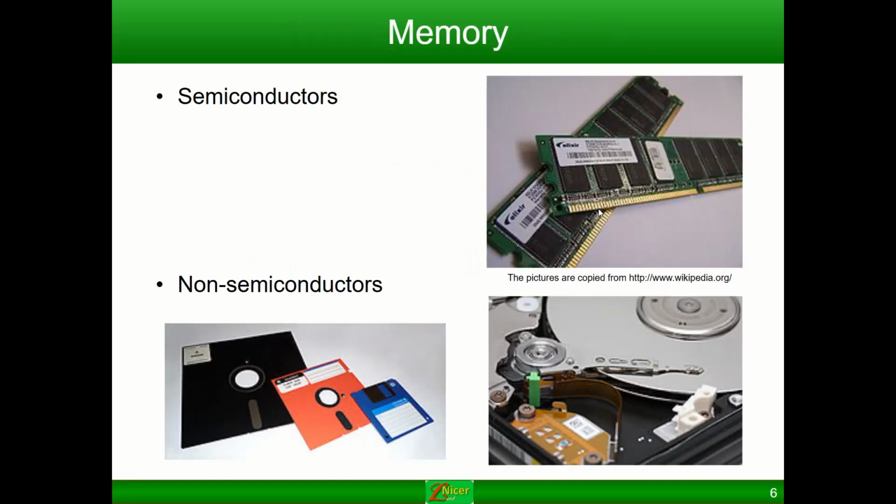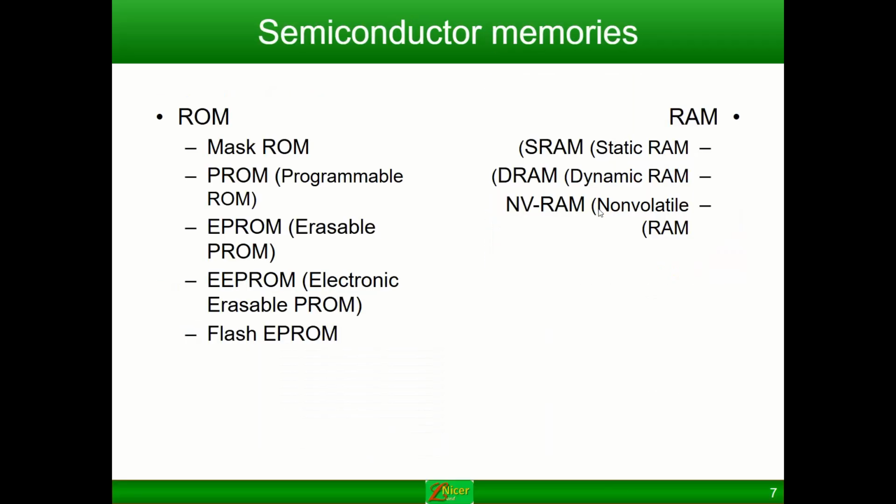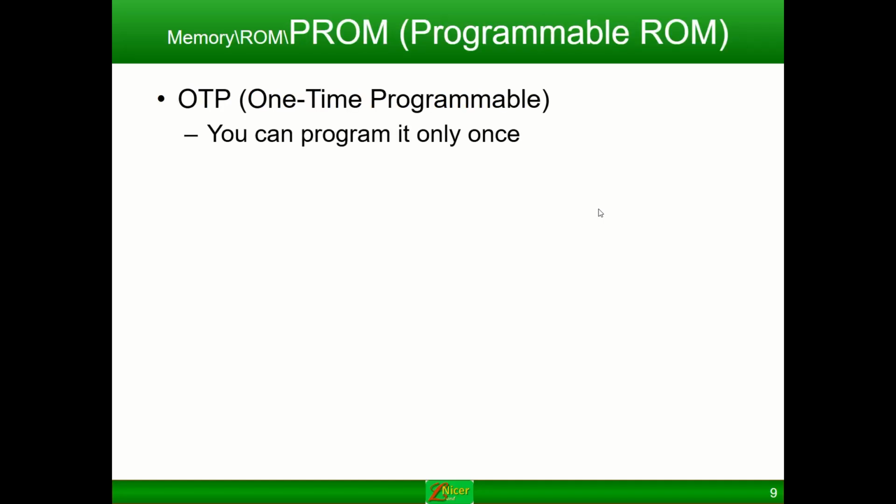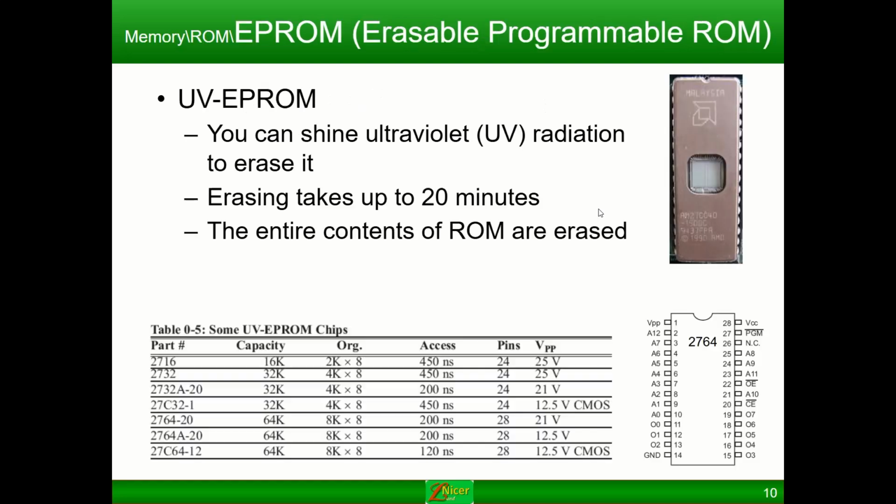Okay, so then if we want to know about semiconductor examples, the RAMs that we use in our mobiles, laptops and computers are examples of semiconductors. And if you talk about non-semiconductors, we will get floppy disks and so on. So semiconductor memories include ROM, including mask ROM, then static RAM, dynamic RAM, non-volatile RAM, and EEPROM and flash EEPROM and erasable EEPROM. Then programmed by the IC manufacturer. And OTP is called one-time programmable. You can program it only once.